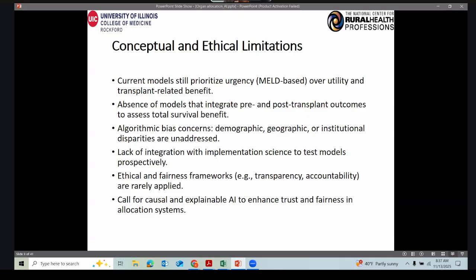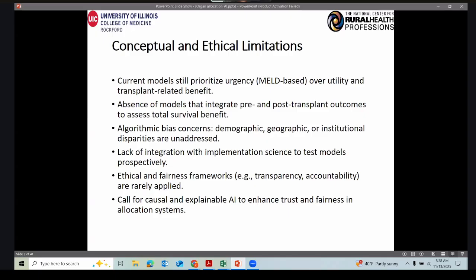Now let's move to the conceptual and ethical limitations that exist in the current liver transplantation allocation models and AI systems. Even though AI and data science have made great progress, most of the current models, including MELD-based features only, still mainly focus on urgency. This means we are still prioritizing the sickest patient first without equally considering the utility or overall transplantation success. This creates an imbalance between saving the sickest person and ensuring the best long-term outcomes.